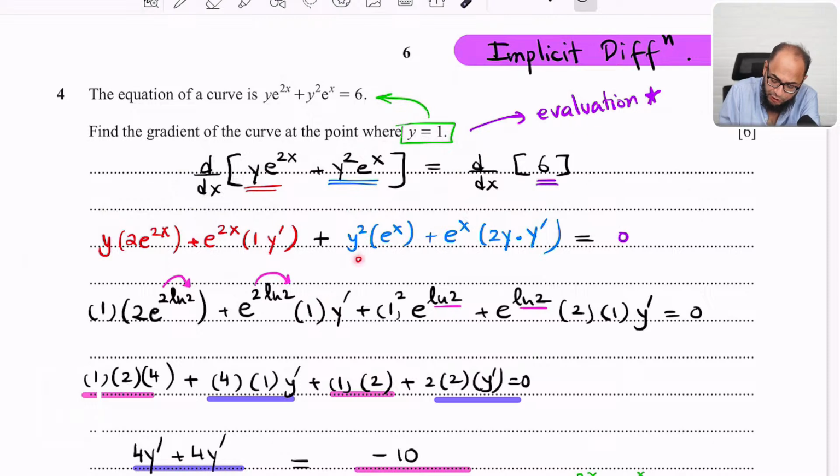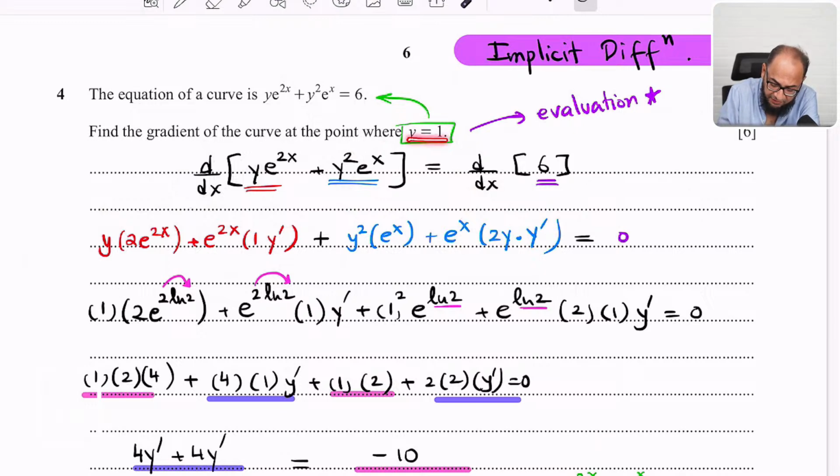Similarly, over here, y square into e^x, e^x into y square, derivative of y square is 2y y prime. Now this has a y prime in it, this has a y prime in it. Now there are two options. Either I find the expression and then plug in the value, or I plug in the value and then evaluate the expression. I opted for the second choice.